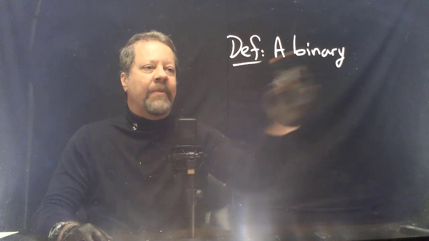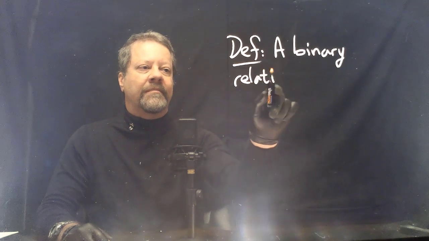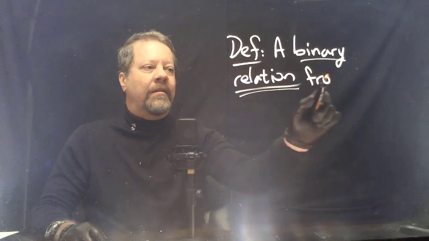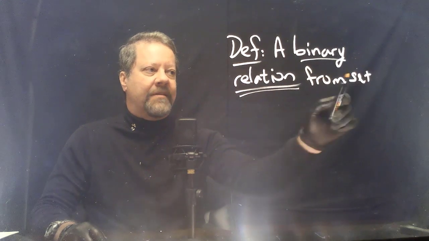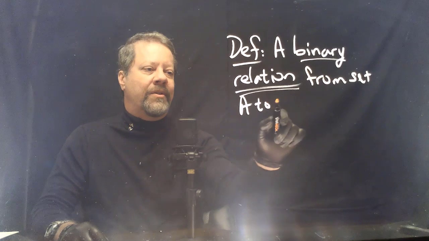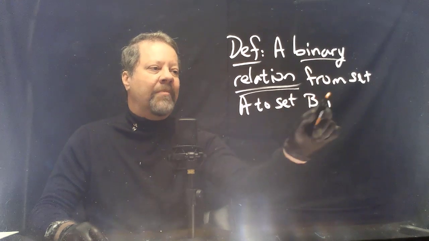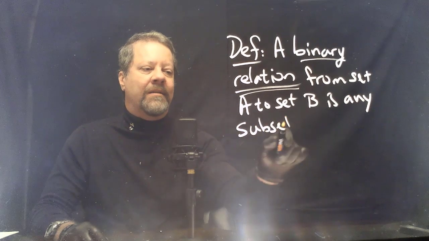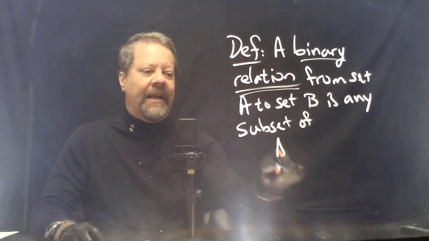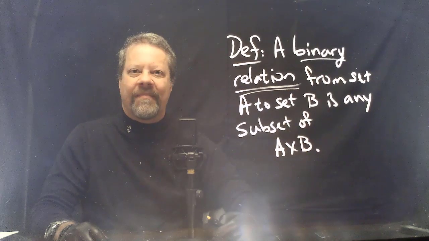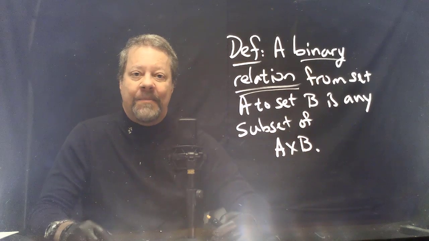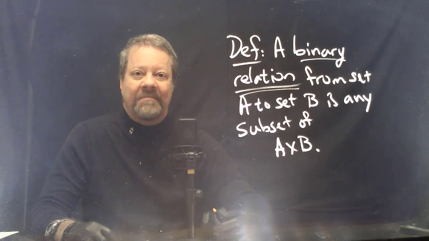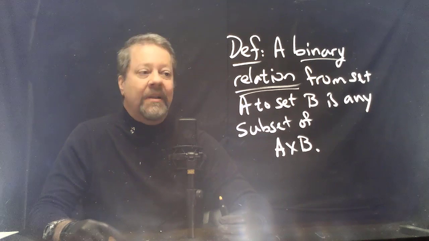A binary relation, or sometimes just a relation, from set A to set B is any subset of A cross B. So any subset of the xy plane would be a binary relation on the xy plane from the real numbers to the real numbers.